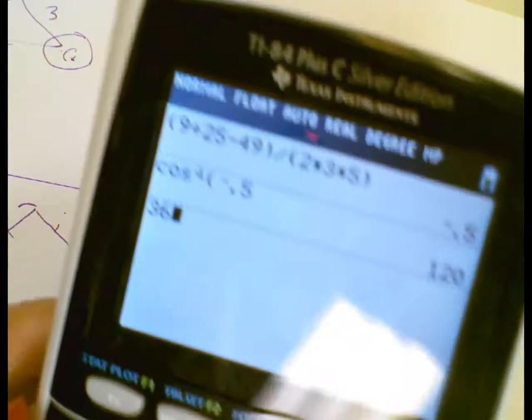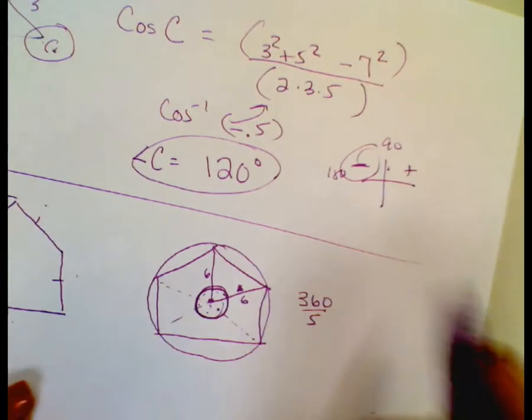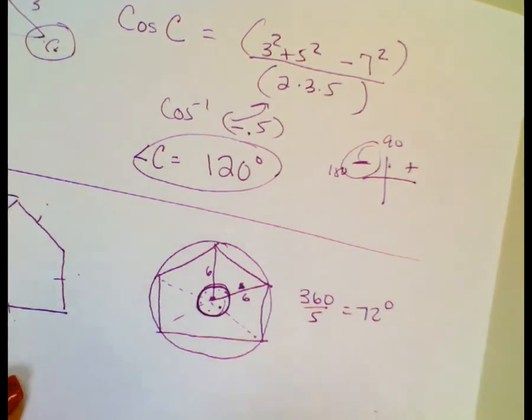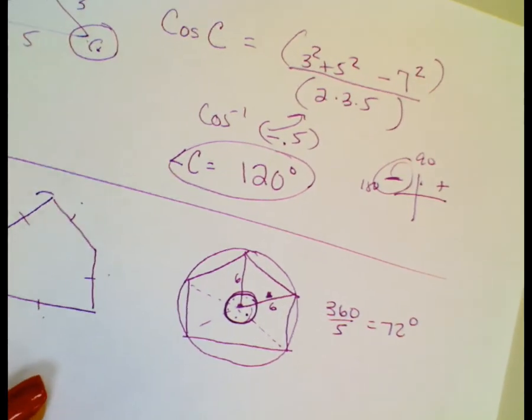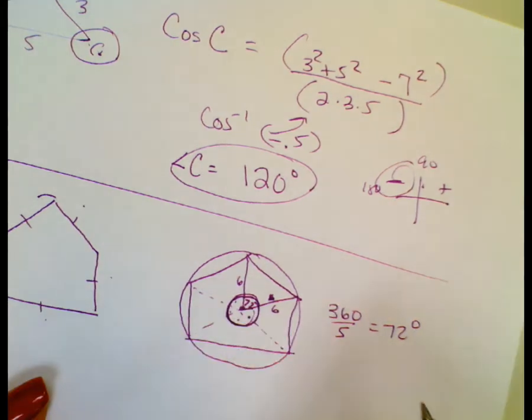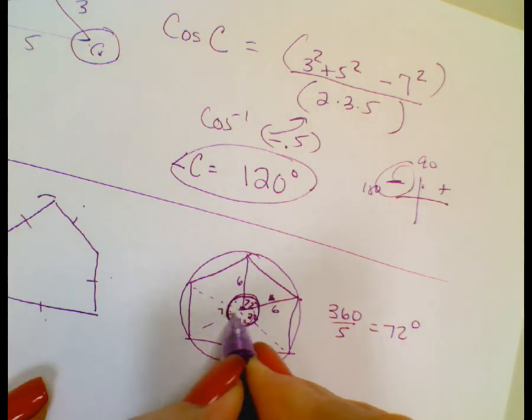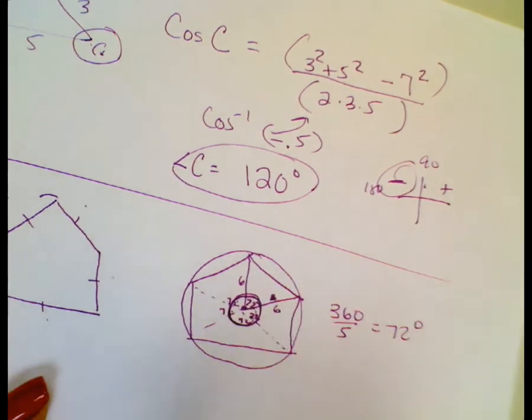Let me see. 360 divided by 5 is, oh God, I'm not even close. 72. It's late. That's terrible. I thought that was 108. 72. Anyway, each one of these is 72. All these interior angles are 72.